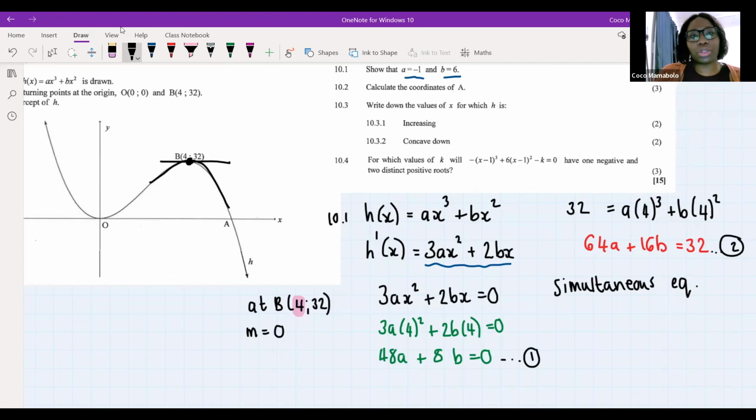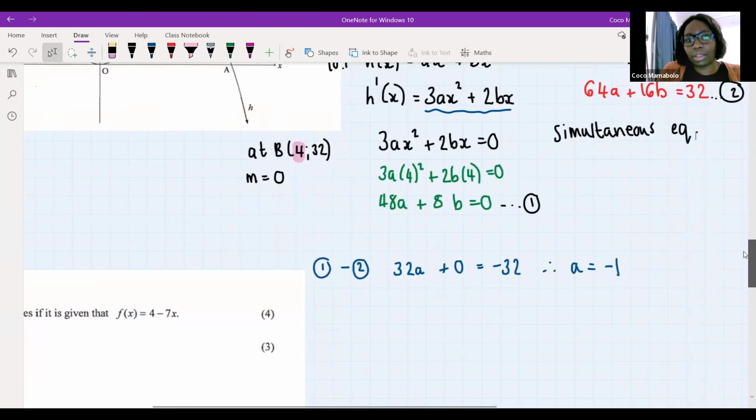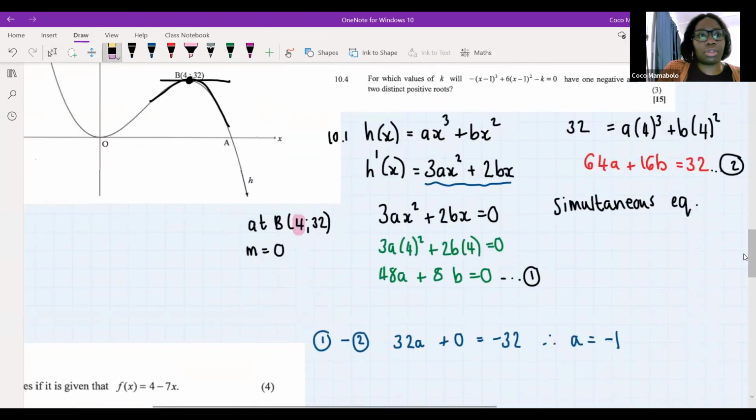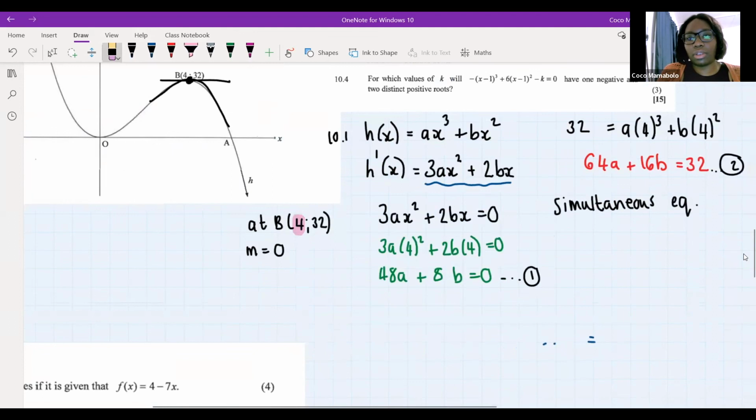All right. And then as soon as we have our values for a and b, which they have actually given us, we can take them and substitute them back into h of x. Okay, so here's my cursor. I'm just going to delete this quickly.